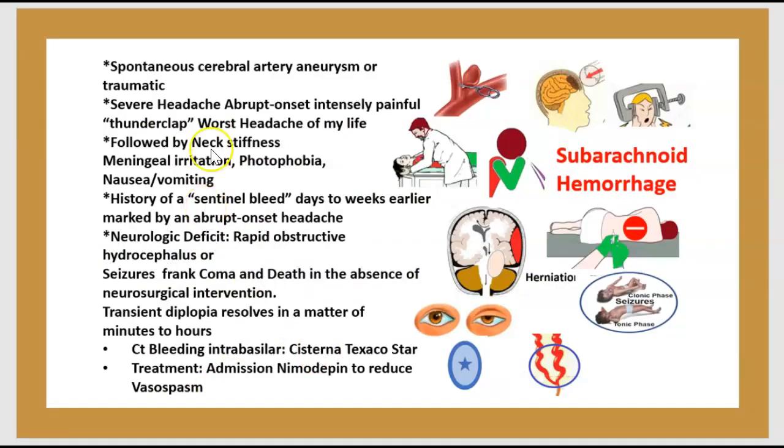Subarachnoid hemorrhage: spontaneous, cerebral artery aneurysm, severe headache, thunderclap, worst headache of my life, followed by neck stiffness, meningeal irritation, photophobia, nausea, and vomiting. Seizure, transient diplopia. CT: bleeding intracranial. Treatment: admission, nimodipine to reduce vasospasm.